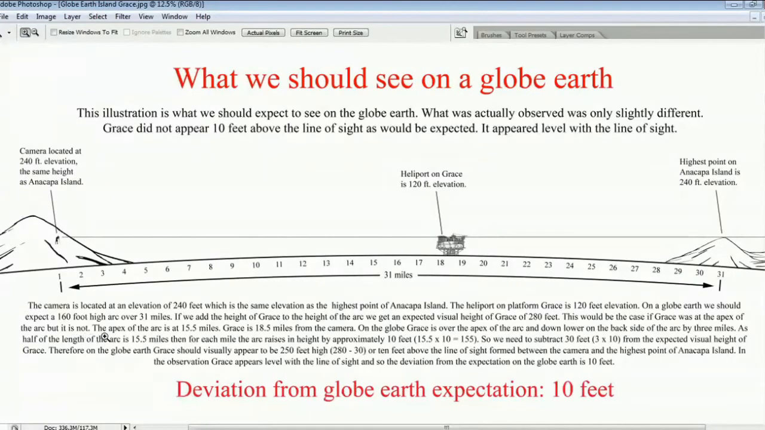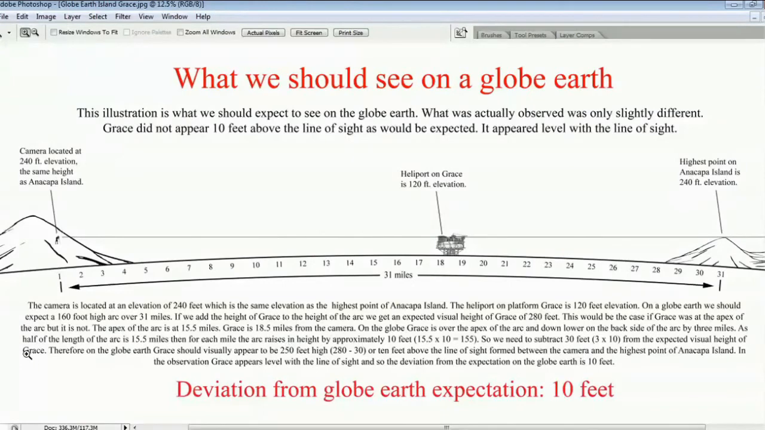This would be the case if Grace was at the apex of the arc, but it is not. The apex of the arc is at 15.5 miles, which means it's the highest point of the arc, right there. If you have an arc that's 31 miles long, then 15.5 miles is going to be the highest point. Grace, though, is actually 18.5 miles from the camera, so you can see I put it right in between 18 and 19. On the globe, Grace is over the apex of the arc and down lower on the back side of the arc by 3 miles. So this is important for the calculation.